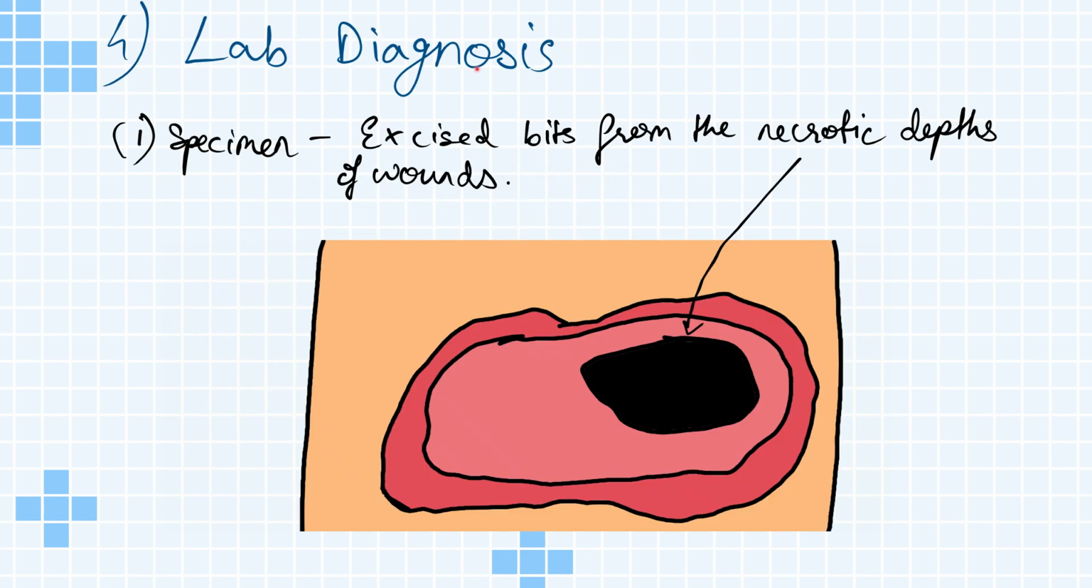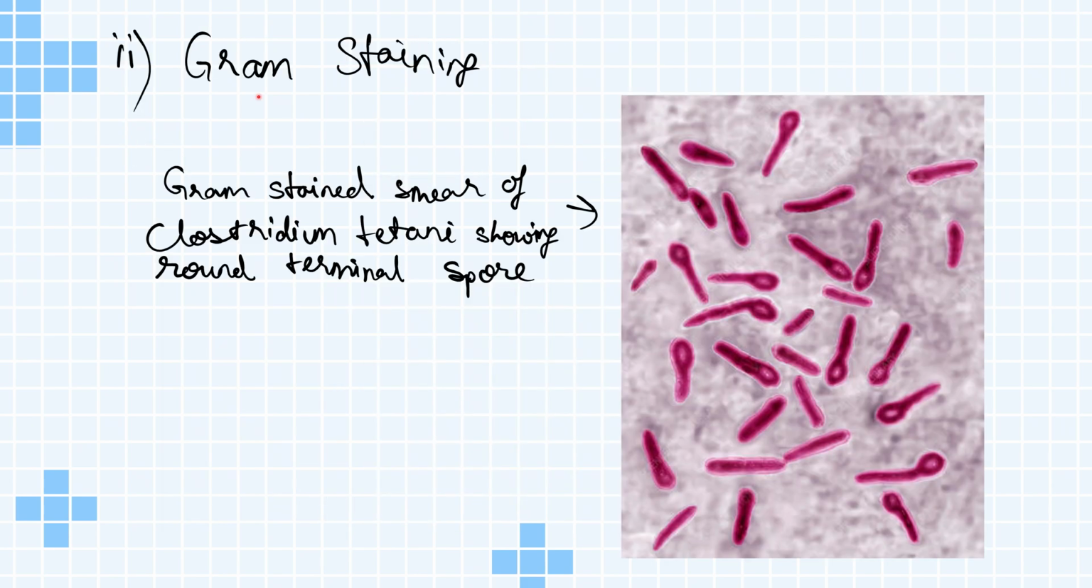Now coming to the lab diagnosis, for specimen collection, samples are taken from the necrotic depths of wounds. Superficial samples are usually avoided because the organism is more likely to be present in the deeper necrotic area. On gram staining, Clostridium tetani appears as slender gram-positive bacilli with a characteristic round terminal spore. Because the terminal spore bulges at one end, the organism gives a typical drumstick appearance.